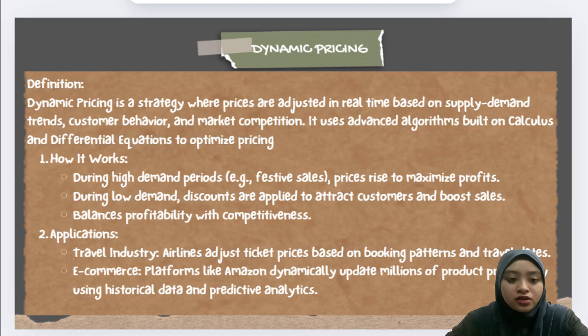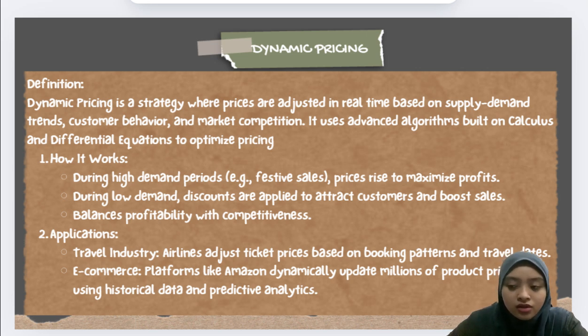Dynamic pricing is a strategy where prices are adjusted in real time based on supply-demand trends, customer behaviors, and market competition. It uses advanced algorithms built on calculus and differential equations to optimize pricing. So how dynamic pricing works: during high demand periods, such as festive sales, the prices will rise to maximize profit. During low demand, discounts are applied to attract customers and boost sales. Then this will balance profitability with competitiveness.